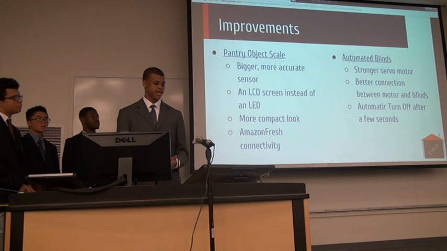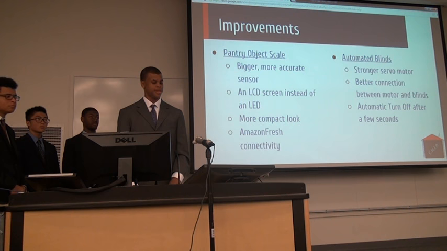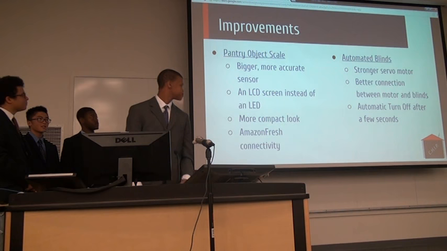We could have had an LCD screen instead of an LED, just because it's bigger and easier to see. We could have had a more compact look, or even a way to completely hide it. And Amazon Fresh connectivity. What that does is it allows you to automatically order groceries.